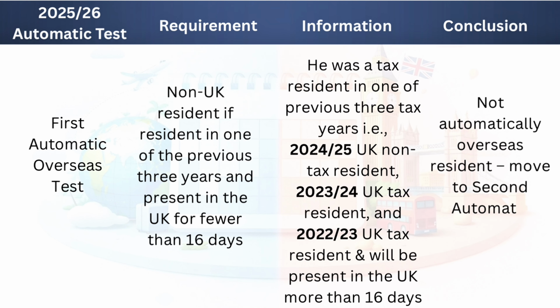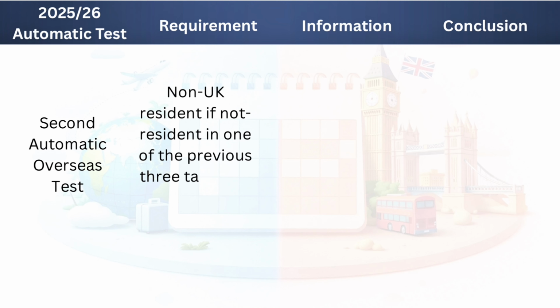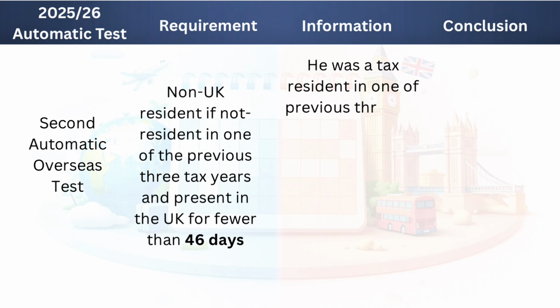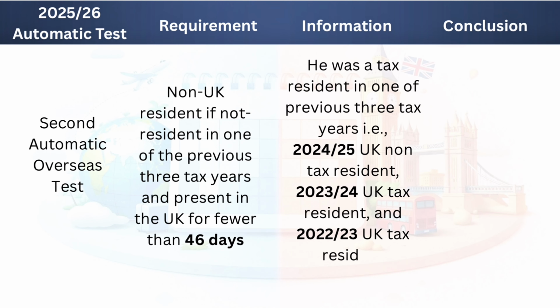Move to the second automatic overseas test. The second automatic overseas test is: non-UK resident if not resident in any of the previous 3 tax years and present in the UK for fewer than 16 days. He was a tax resident in one of the previous 3 tax years: 2024-25 UK non-tax resident, 2023-24 UK tax resident, 2022-23 UK tax resident. So, not automatically overseas resident.